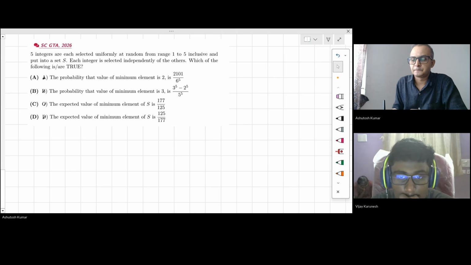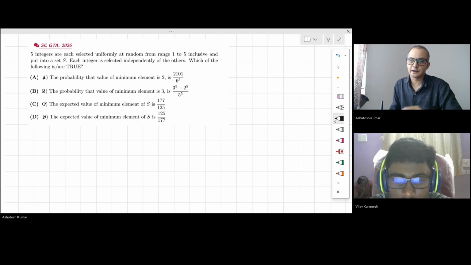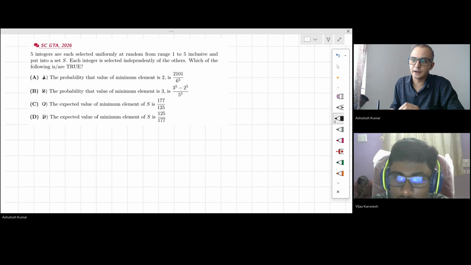Five integers are selected uniformly at random from the range 1 to 5, inclusive, and put into a set S. Each integer is selected independently of the others. Which of the following is true? The probability that the value of the minimum element is 2. So how do we proceed? Like the minimum value is 2, it's a random variable question, probability distribution.